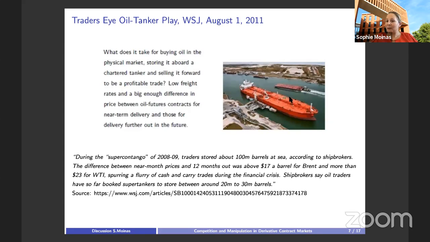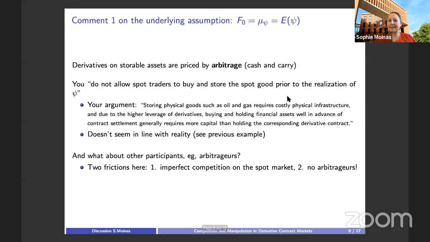And indeed, in the market for storable securities, people take positions, okay? So this is an example of a super contango situation back in 2011. We have exactly the same situation with the COVID crisis and China taking positions in oil. So some people actually take positions both in the derivatives and in the underlying asset.